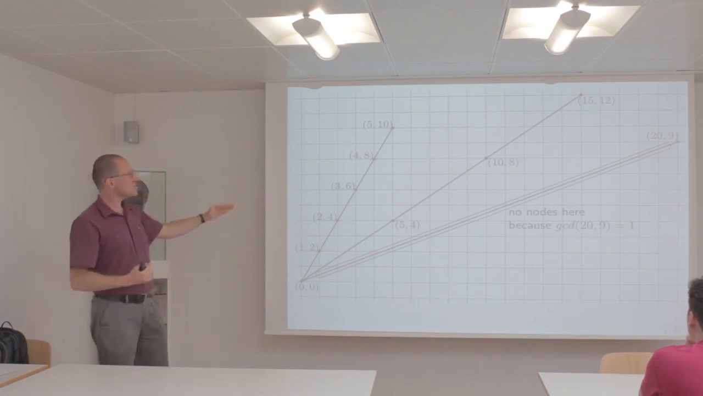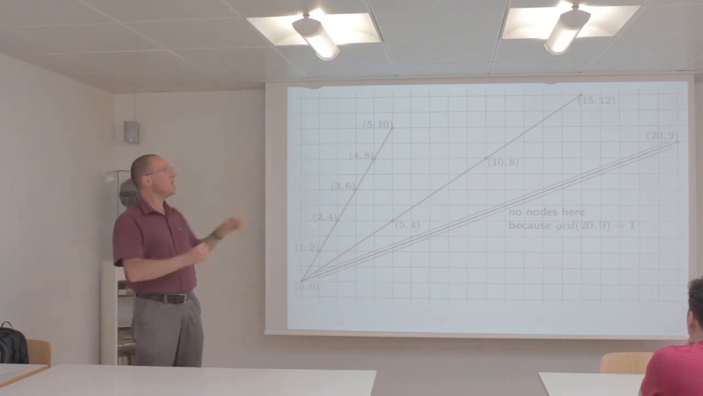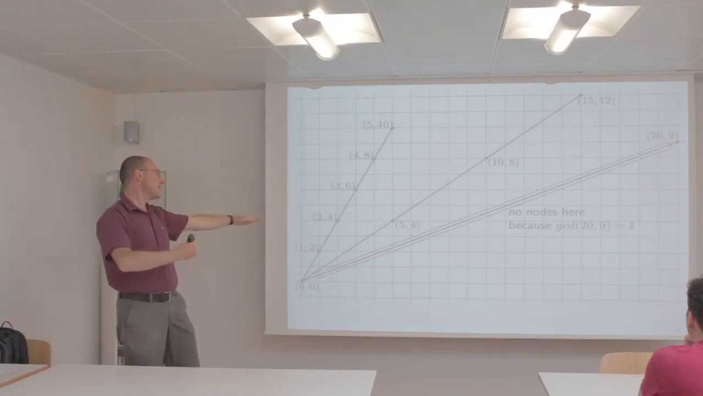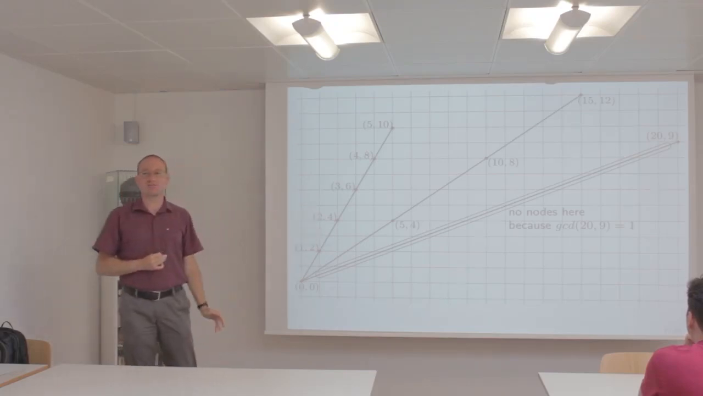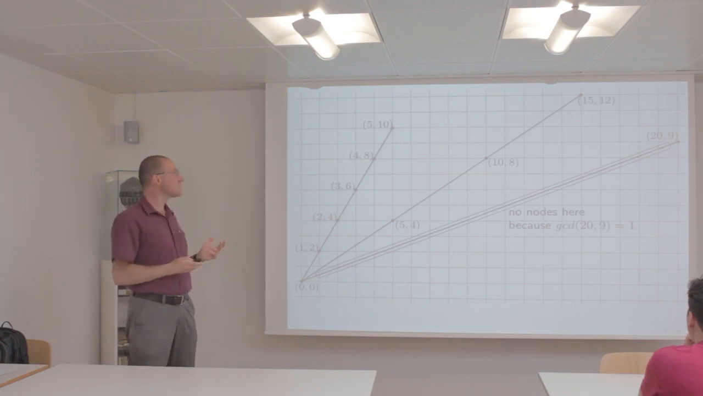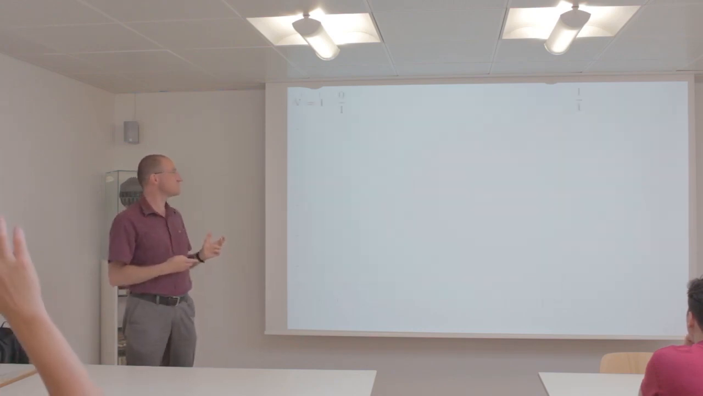If I join the origin with a lattice point, either there are no lattice points when the greatest common divisor is 1, or there will be a lattice point further closer to the origin. Now with these preparations, we turn to our last application.